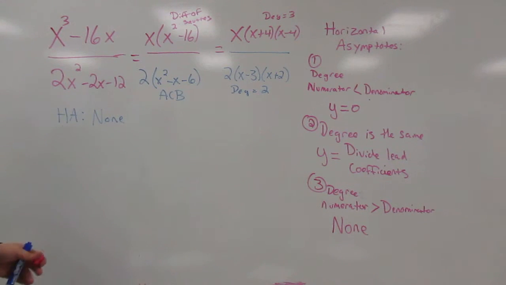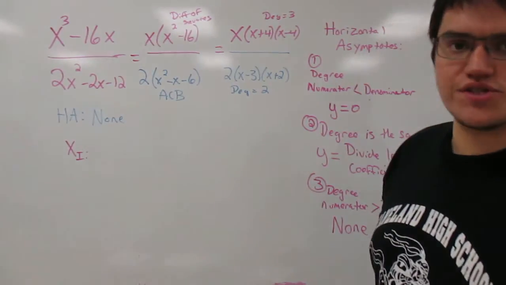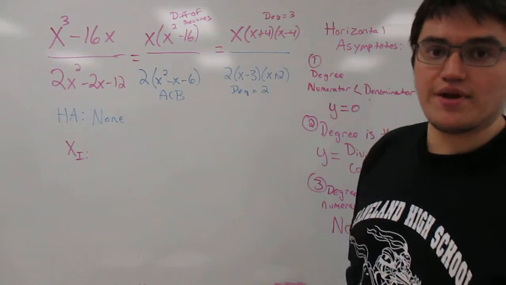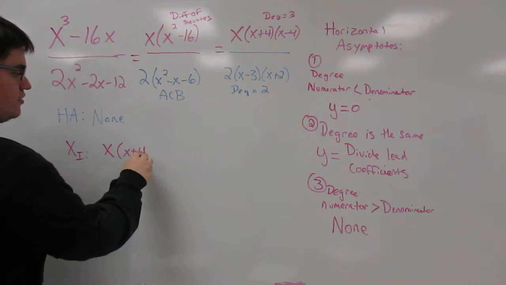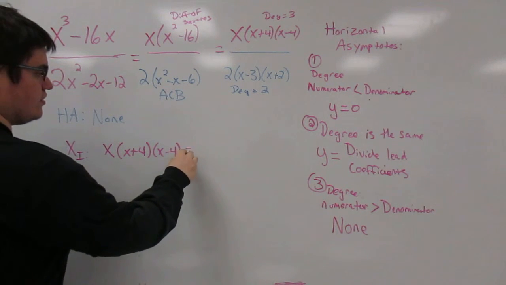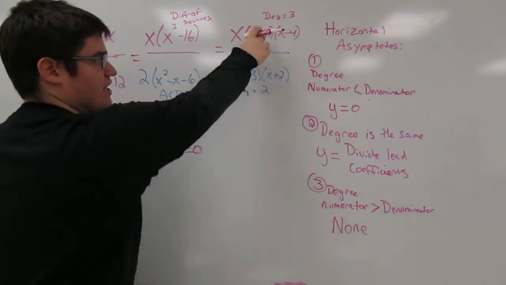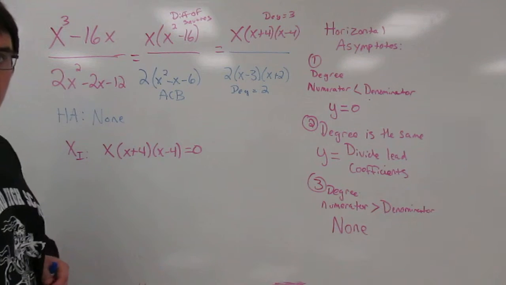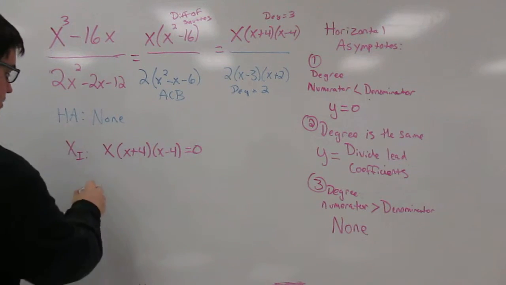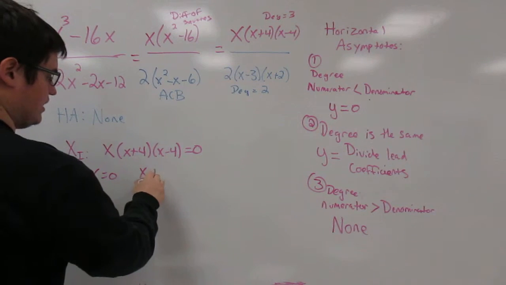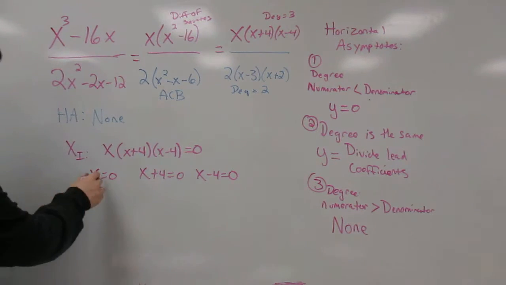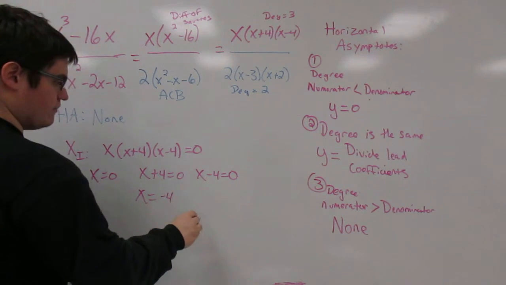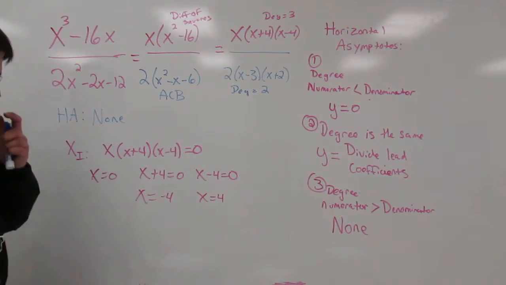Now we got to find our x-intercepts. Remember, for our x-intercepts, we're trying to get this whole fraction to equal 0. So we need to find the x values that make the numerator equal to 0. So we need x times x plus 4 times x minus 4 to equal 0, because this tells us the x values that get that equal to 0. Now you can use the zero product property, set each of these equal to 0. So x equals 0, x plus 4 equals 0, x minus 4 equals 0. This one's good. x equals negative 4, x equals positive 4.